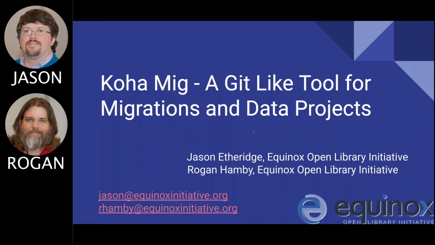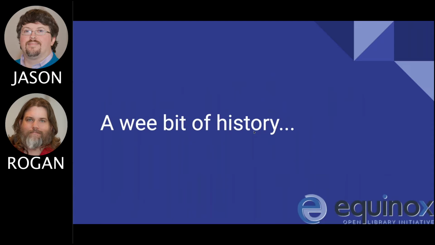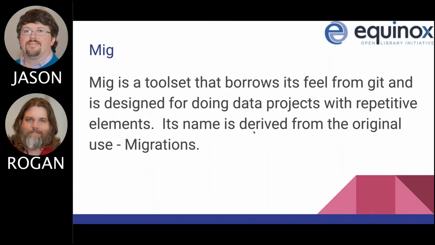And we're going to talk today about koha-mig, which is a tool set that we developed in-house and is publicly available. So just a wee bit of history before we get into the nitty-gritty stuff. MIG is a tool set that borrows its feel from Git. Now, by that, we mean that it is a command line tool. It is kind of a wrapper for other more specialized tools. Jason will talk later about things like MIG add, MIG remove, stuff like that. And MIG is simply an abbreviation for migration.